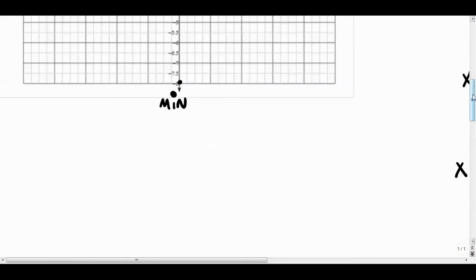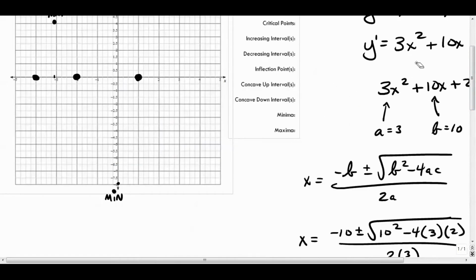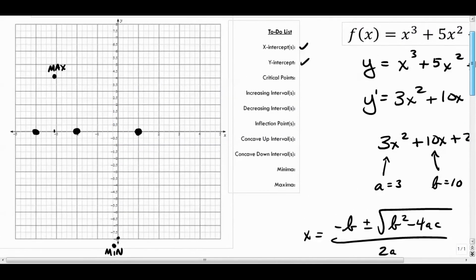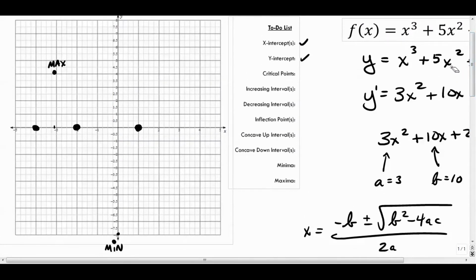All right. We're moving right along here. This is taking a little bit of time. I didn't think it was going to be this challenging because there's a lot of algebra involved, including quadratic formula and rational root theorem. But I've taken care of my critical points. Got my max and my min.